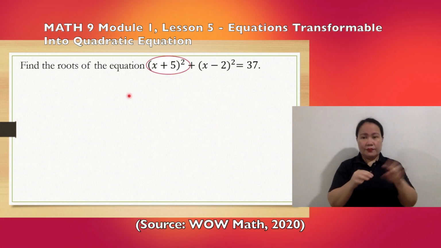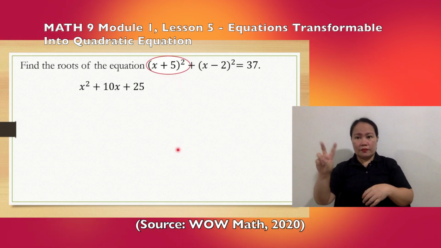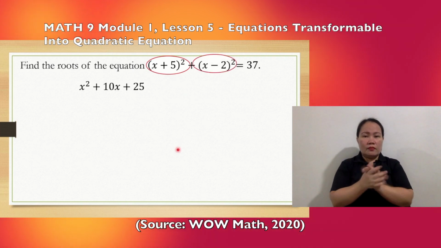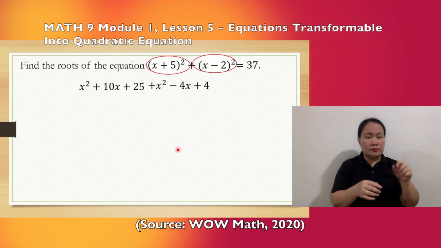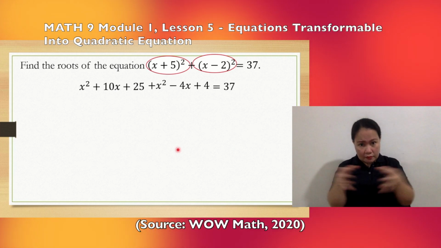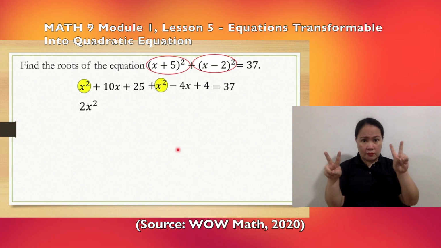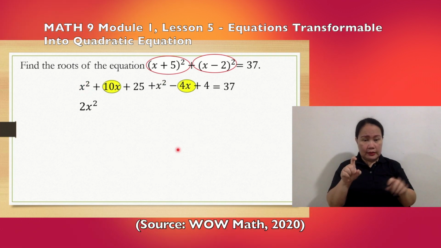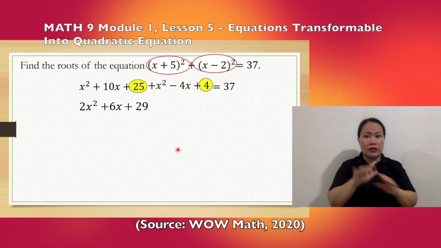So, unahin muna natin, expand natin yung x plus 5 squared, and that is x squared plus 10x plus 25. And then, expand natin yung x minus 2 squared, and that is positive x squared minus 4x plus 4 is equal to 37. So, next, combine similar terms. Pagsasamahin natin yung magkatulad. So, x squared plus x squared is equal to 2x squared. 10x minus 4x is equal to positive 6x. 25 plus 4, that is positive 29.